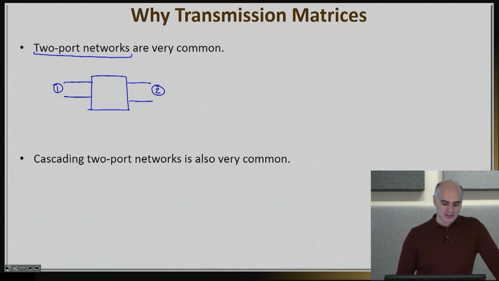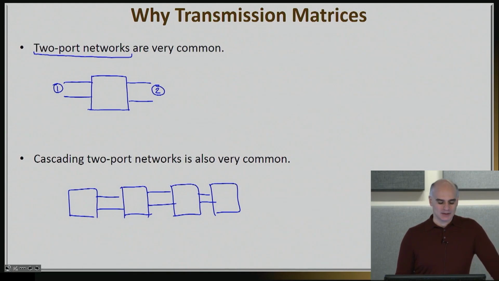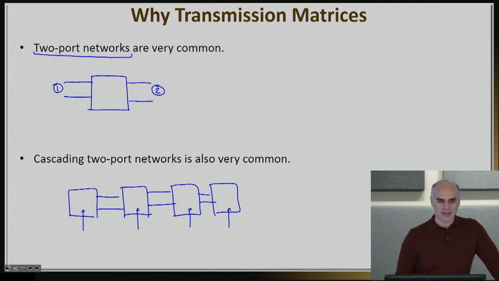The second reason is that most of our systems are essentially nothing else than a cascade of individual two-port modules. And when we do that, it's quite interesting. If you know the parameters of each one of these modules, then it would be nice if you can calculate very quickly the parameters of the entire chain.